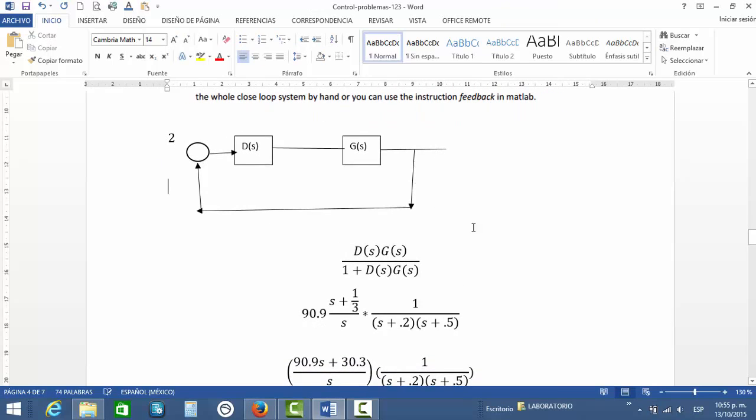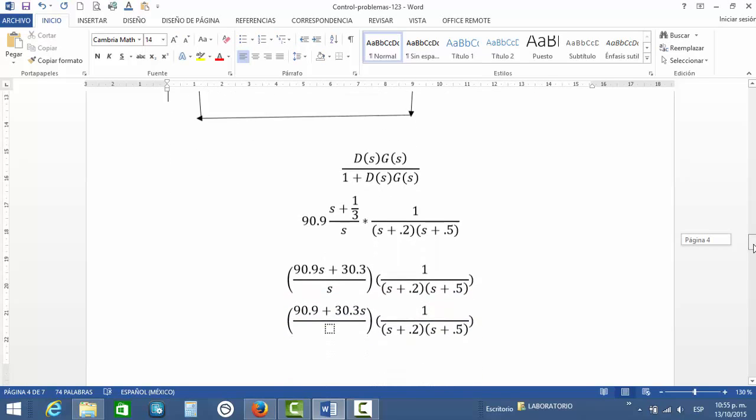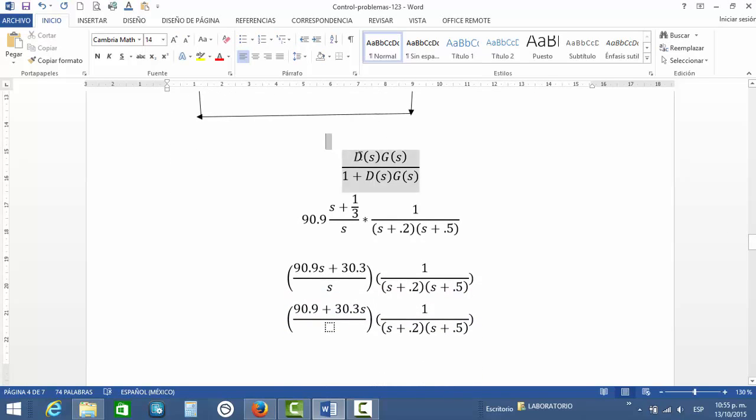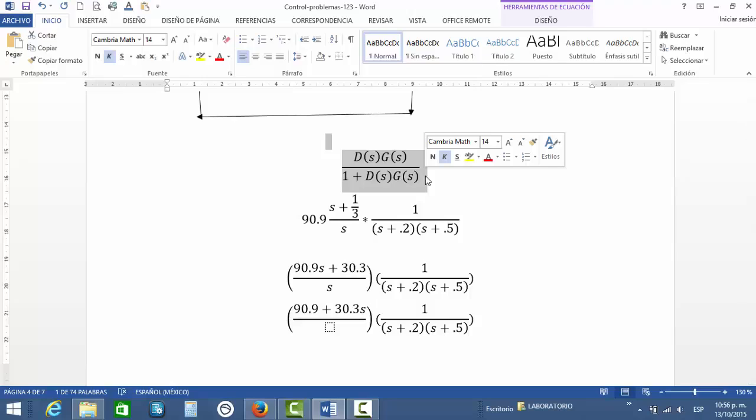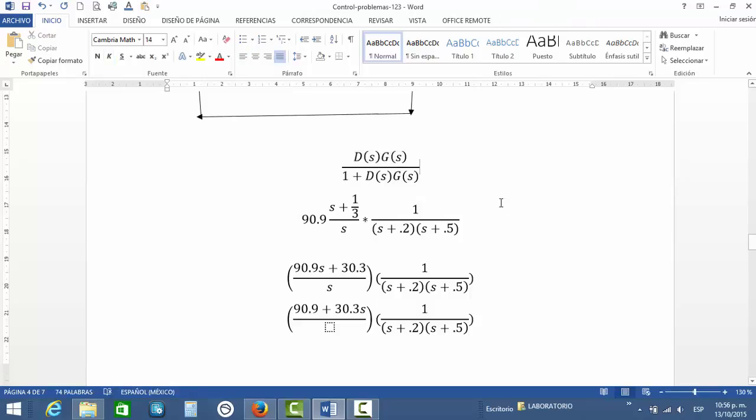That is that. Then, using the theorem of the diagram, we obtain this formula, that is Ds between 1 plus Ds. Then we substitute this value, that is Ds, and this value, that is Es. To obtain Ds, we substitute Kp, that is 0.9, and the Ti, that is 1 between 3.